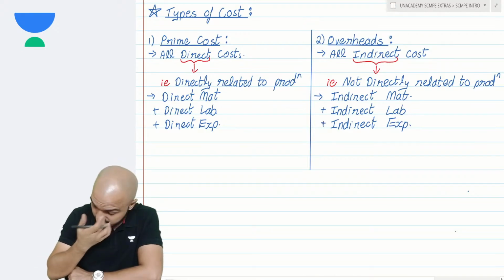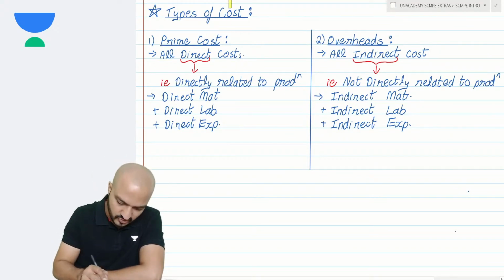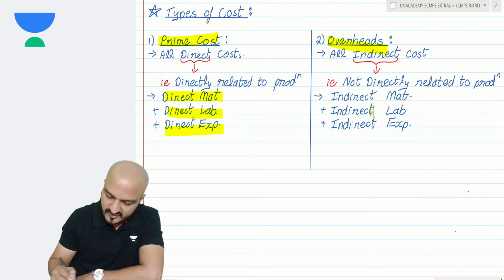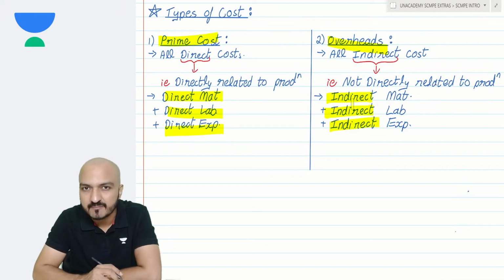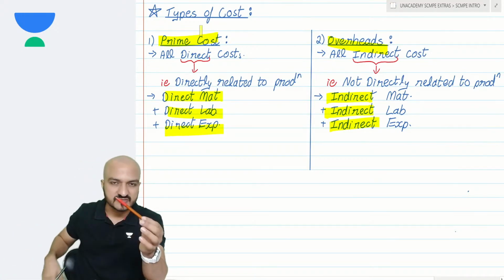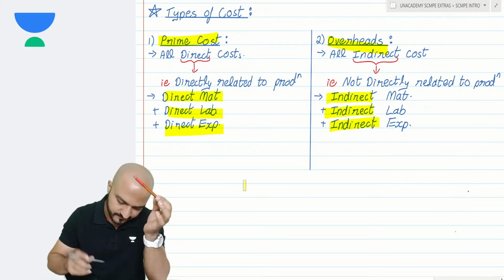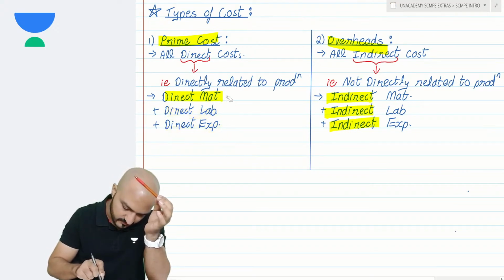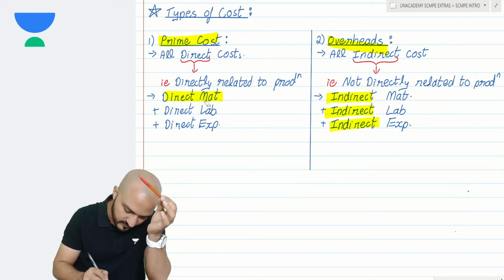Now, can you think of examples? Everybody knows, most of you know that prime cost means direct material, direct labor, direct expenses. Most of you know that overheads is indirect material, indirect labor, indirect expenses. But to understand this better, I need some examples. Say if I am manufacturing these pencils, what do you think is an example for direct material? What would you give as an example for direct material?